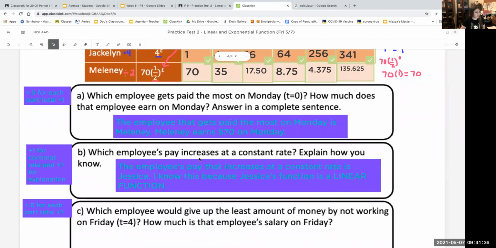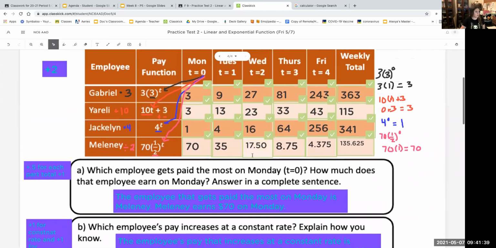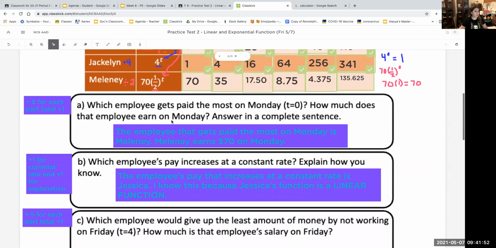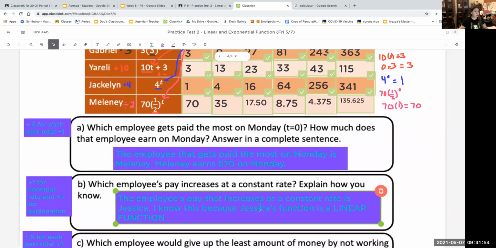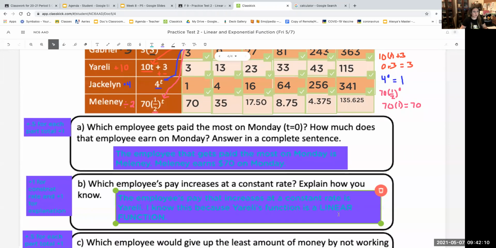So which employee pay increases at a constant rate? So who's getting a constant rate? Give me their first letter. Right, Yareli. She's adding by 10. So instead of Jessica, we're going to write Yareli. And double check and make sure, is it still a linear function? Yes, it is. Or again, you could have said it's an addition pattern. If you put addition pattern, then make sure that it's still addition and not subtraction.